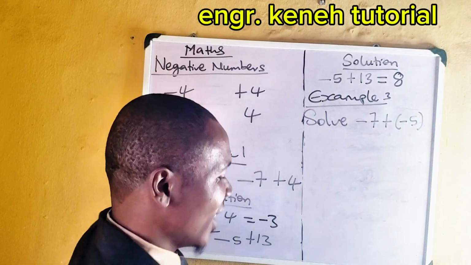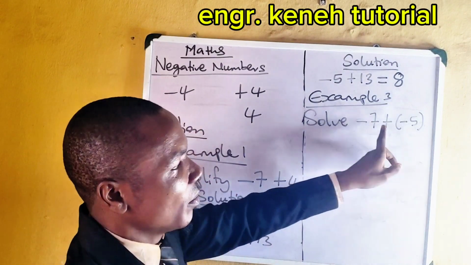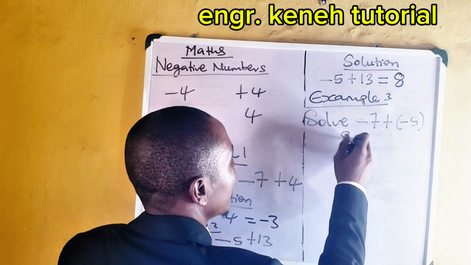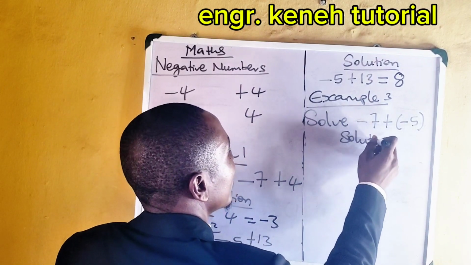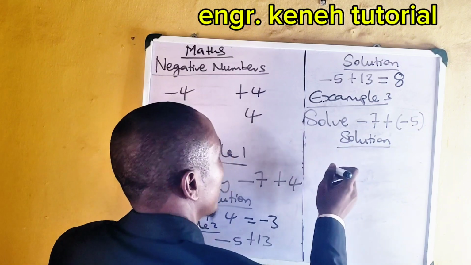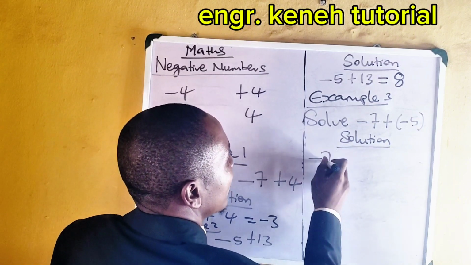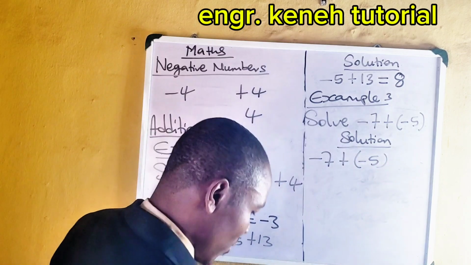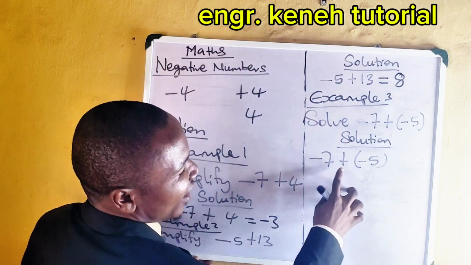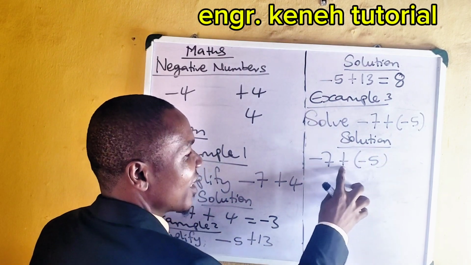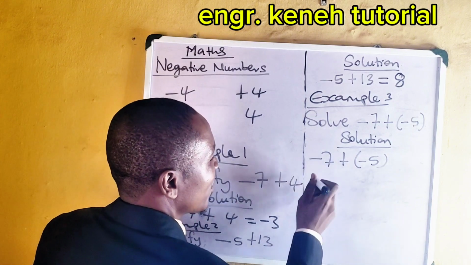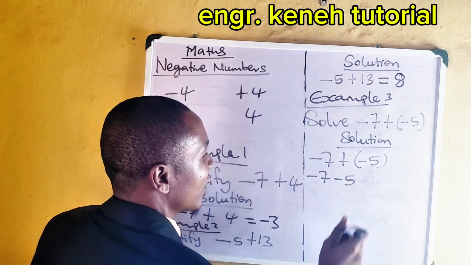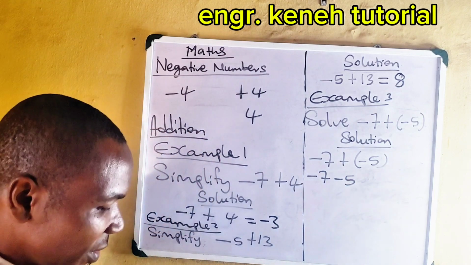We have this one. Solve minus 7 plus minus 5. So we have a solution like this. I have minus 7 like this, plus I have minus 5 like this. First of all, I'll open this bracket. I'll say plus times minus. Can you see it? Plus times minus will give me minus. So I have it like this. Is it clear? So this will give me something like this.